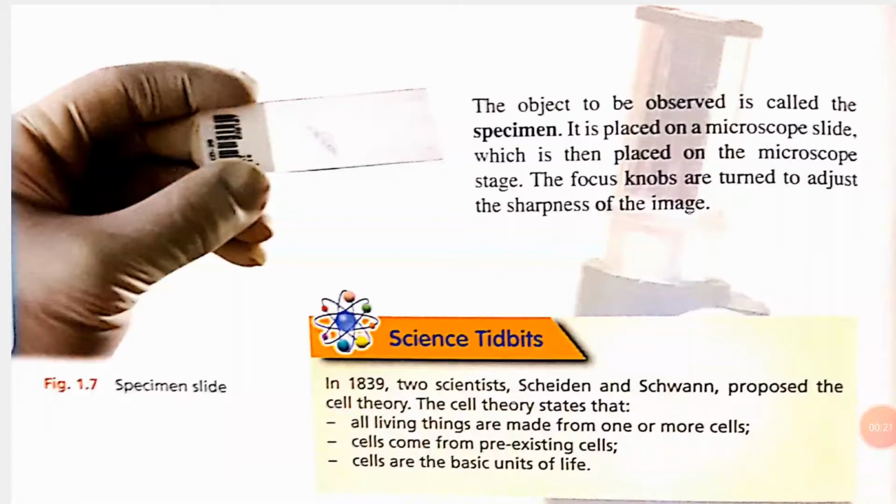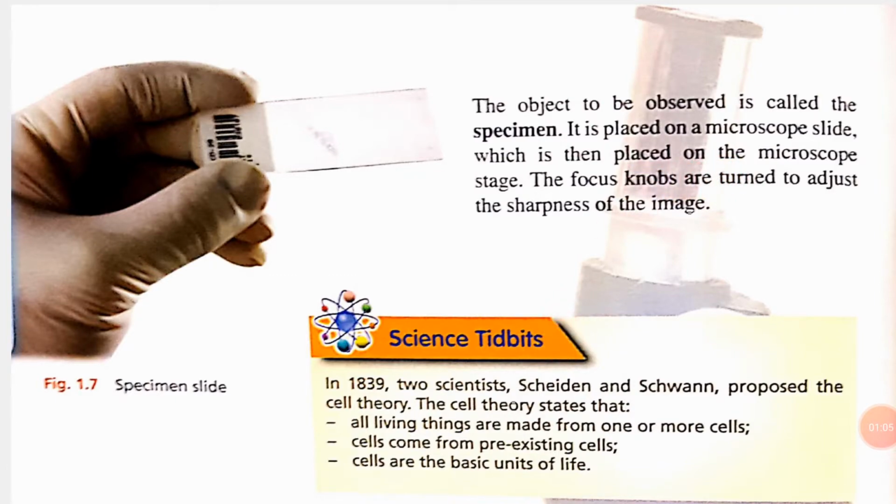Today we are going to continue from page number 6. The first thing that is given on page 6 is the object to be observed is called the specimen. This is the definition of the specimen. Here they are telling us that all the objects cannot be seen with the naked eye. So for tinier objects we use a microscope, and the object to be observed is called the specimen. The object which is under study of the microscope is called the specimen.